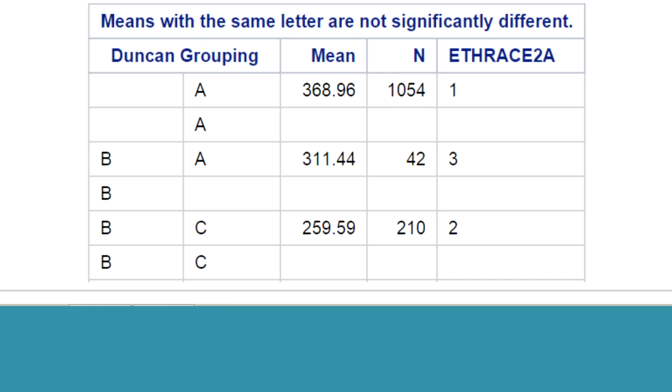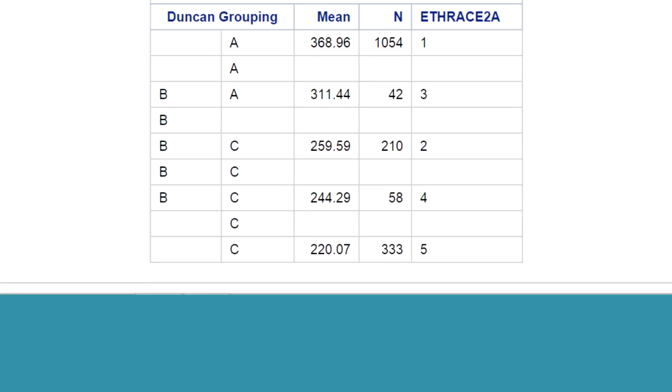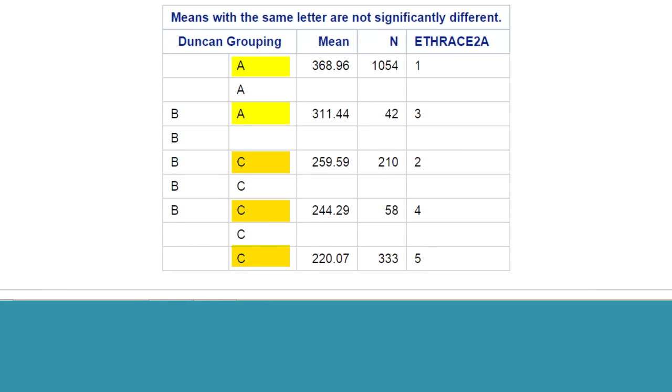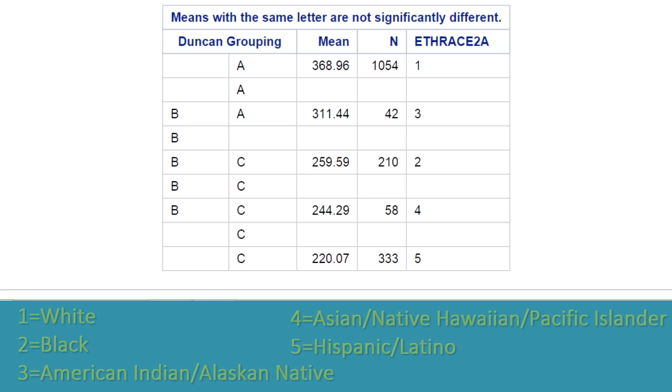Basically, means with the same capital letter next to them are not significantly different. So you can see that ethnic groups 1 and 3 are not significantly different because they both have A's. Groups 2, 4, and 5 are not significantly different because each has a C. Groups 3, 2, and 4, again, are not significantly different from one another, each with a B next to the group number. So where are the significant differences?